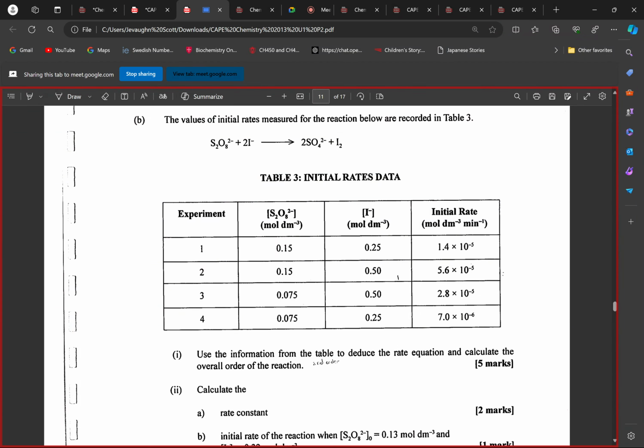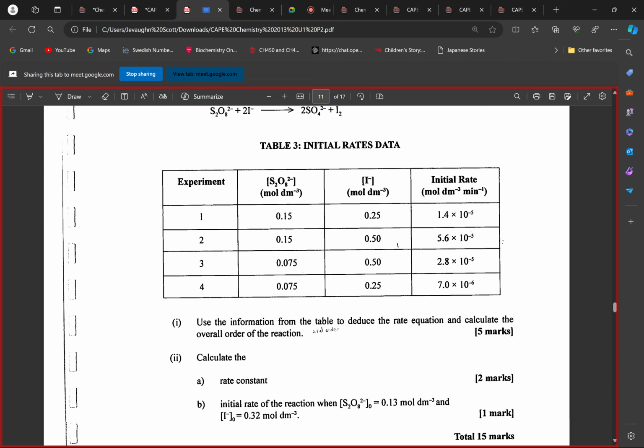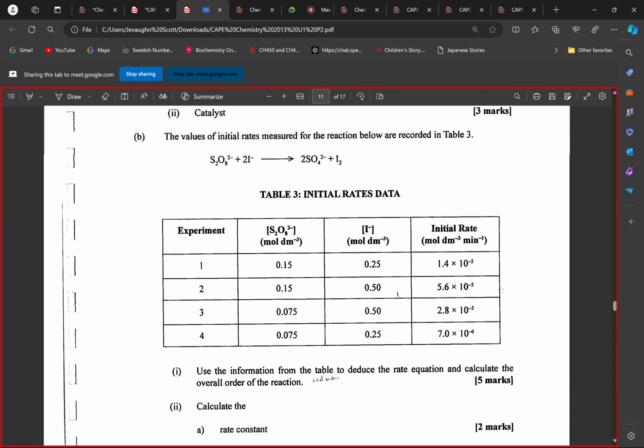The values of initial rates measured for the reaction below are recorded in table 3. So we have a thiosulfate and iodine here. So here the reaction rates are given. Use the information in the table to deduce the rate equation and calculate the overall order of the reaction. How do we do this now?